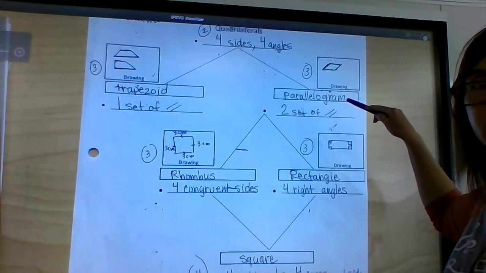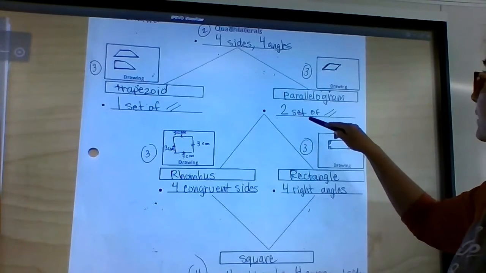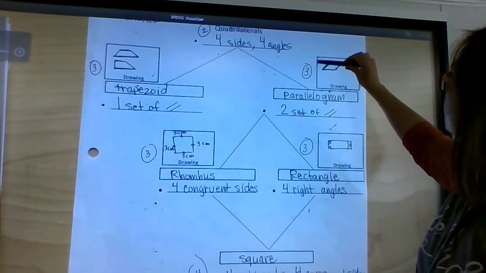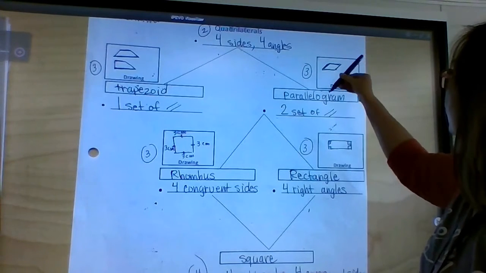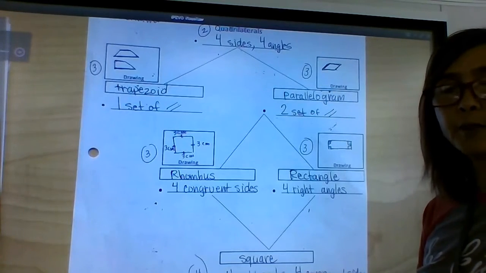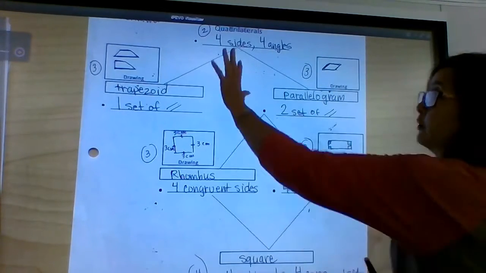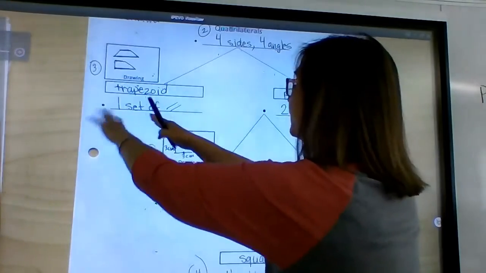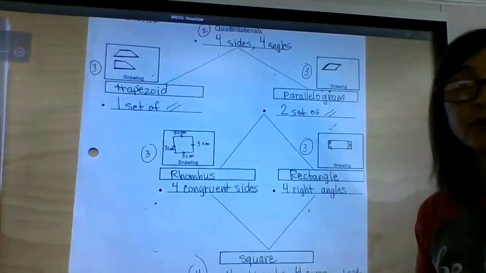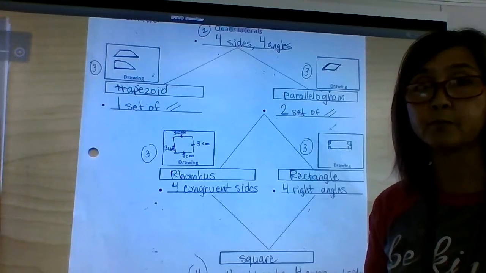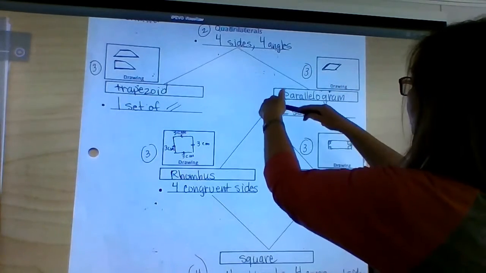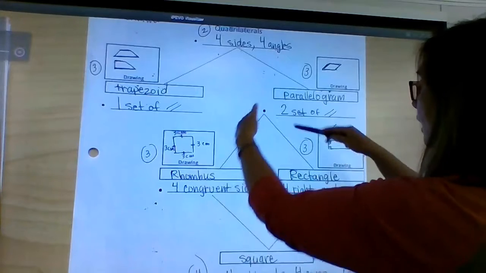Then over here, the other quad is a parallelogram. We've already defined that a parallelogram has two sets of parallel sides. So there's the one set right here, and then right here, there's the other pair. So again, the trapezoid is all on its own. There's nothing connected to it underneath to show that there's anything else that qualifies under a trapezoid. But over here, we have the quad with the parallelogram, and from the parallelogram, we get a rhombus and a rectangle.